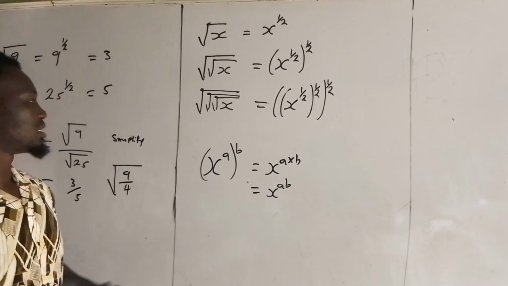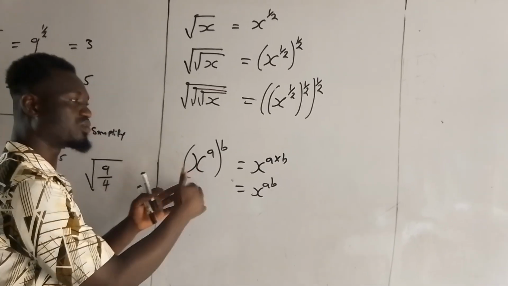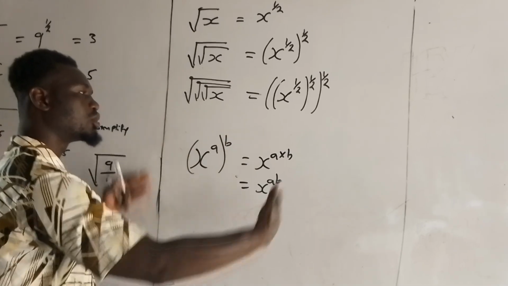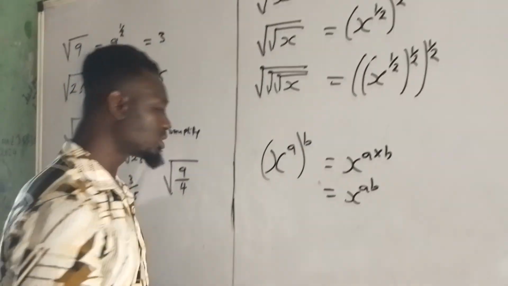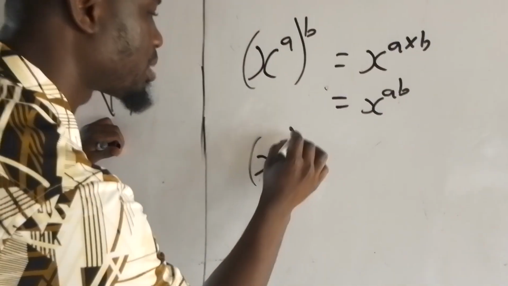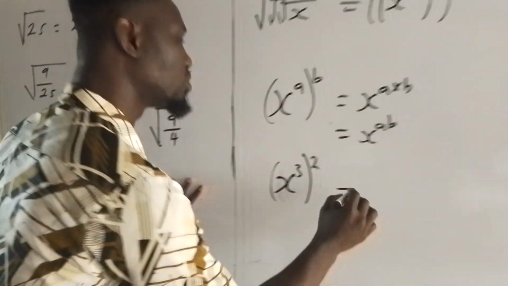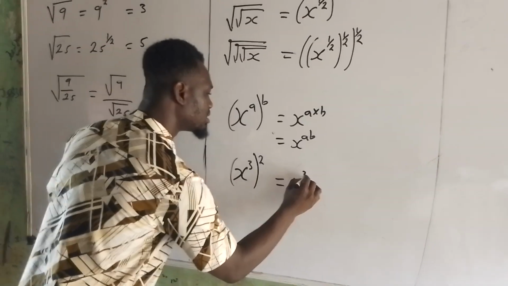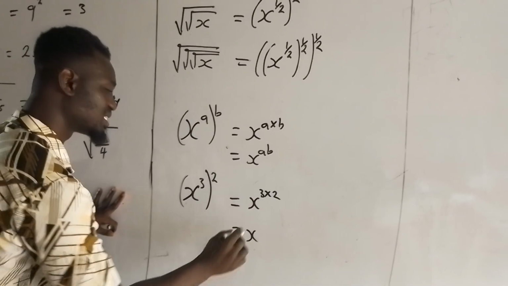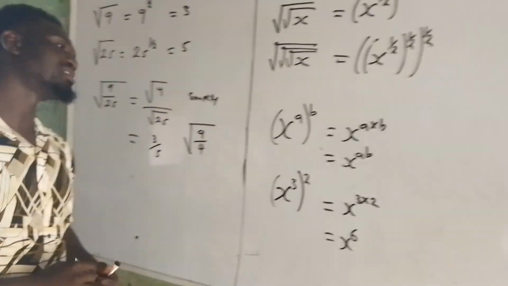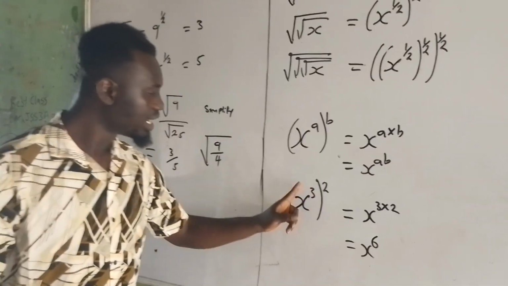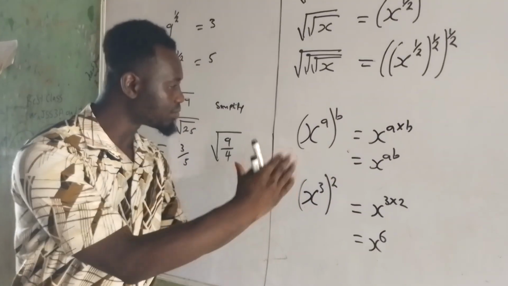So that means according to one of the laws of indices, if you have a power inside, and then there is a power outside, you multiply both of them. So if I have x raised to power 3 raised to power 2, all I need to do is that this is equal to x raised to power 3 times 2, and 3 times 2 is what? 6. Okay? So we'll write 6 there. Alright. So you now see, anytime you have power inside, power outside, multiply them.